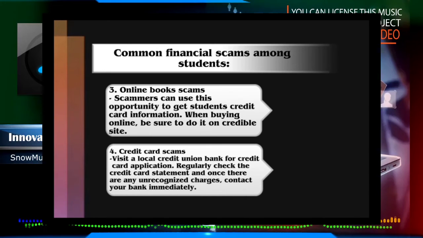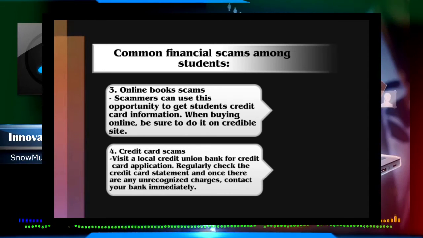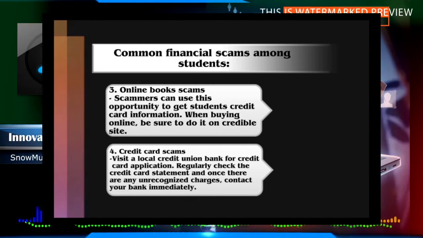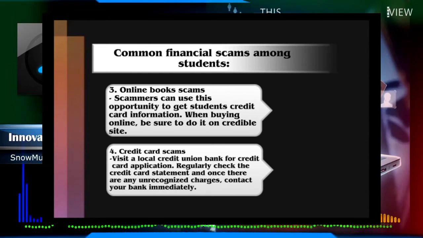And lastly, credit card scams. Oftentimes, credit card companies go to school campuses to convince students to fill out card applications. Scammers may also grab this chance to steal students' information. It is important to visit a local credit union or bank for a credit card application. Also, regularly check the credit card statement, and once there are any unrecognized charges, contact your banking institution immediately.